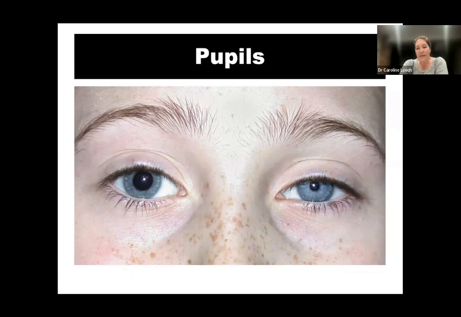And so when we test reaction to light, we shine a light in the eye, and the direct reflex is that in that eye, the pupil constricts, and then obviously goes back to normal. And then sometimes people talk about consensual reflexes. You shine a light in one eye and the pupil constricts in the other eye. For the purposes of head injury, the direct reflex is the one that we're going to really be focusing on.